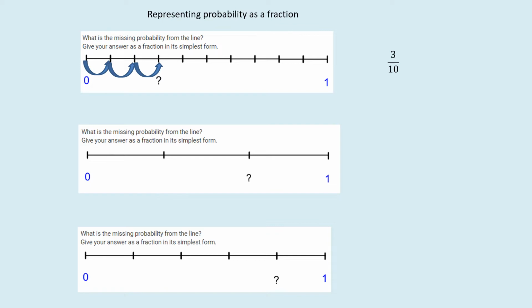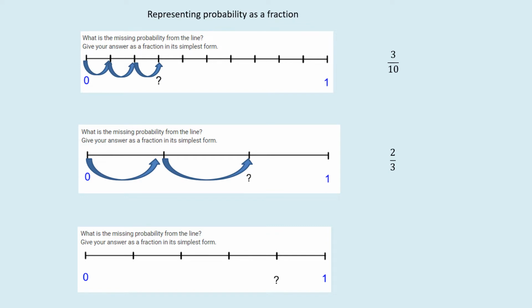In the second question, what is the missing probability from the line? Give your answer as a fraction in its simplest form. We can see there's only 3 places altogether, so we don't have to count them too carefully. And there's 2 until we reach the question mark. That means 2 will go on top of the fraction and 3 at the bottom, so it's 2/3.